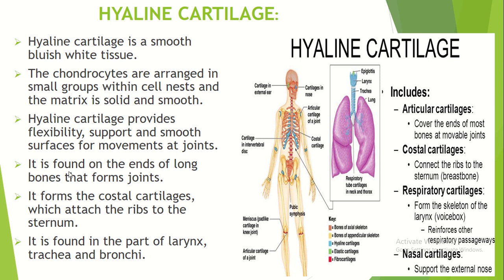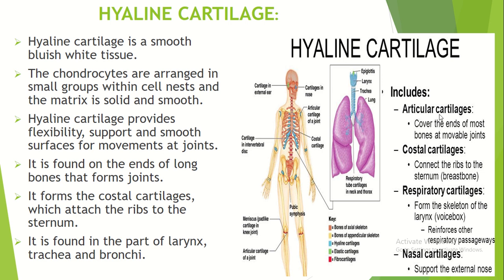It is found on the ends of the long bones that form the joint. So these are the long bones, and on these long bones we can see this hyaline cartilage. It forms the costal cartilage which attaches the ribs to the sternum. The ribs which are attached to the sternum, this is called the costal cartilage. There we can find the hyaline cartilage. It is found in the parts of the larynx, trachea and bronchi. Here you can see the larynx, trachea and the bronchus. These are the places where you can see it.